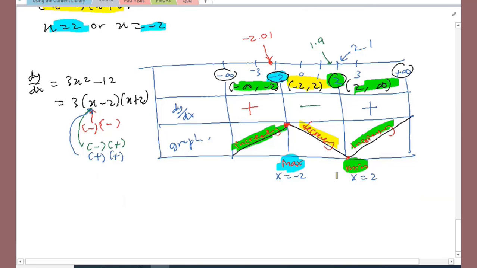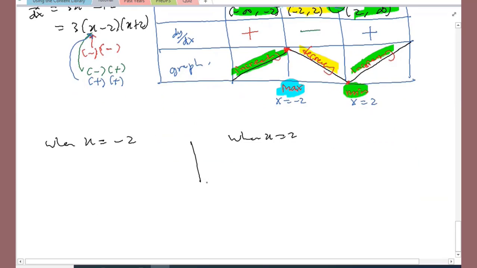And to find the extreme points, therefore, find the x and y coordinates. When x is equal to negative 2, find y. When x is equal to 2, find y.